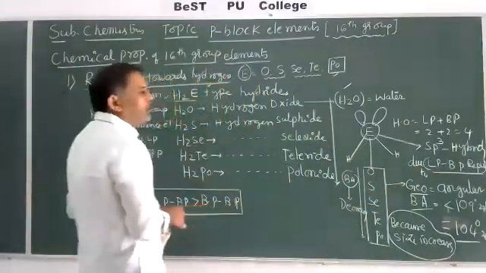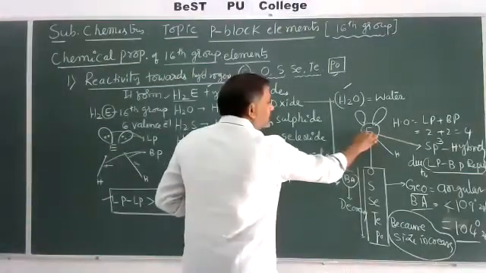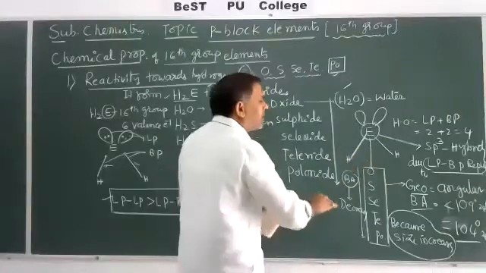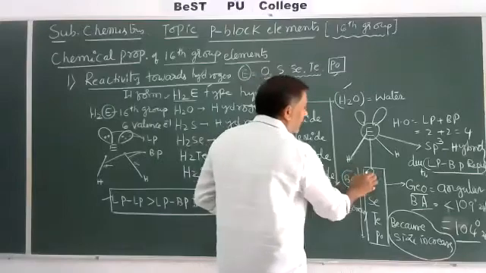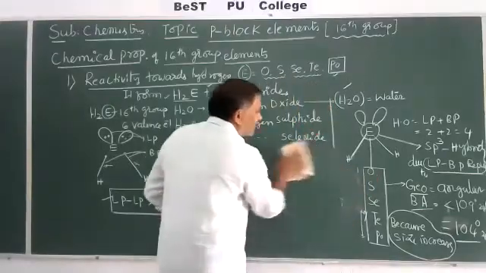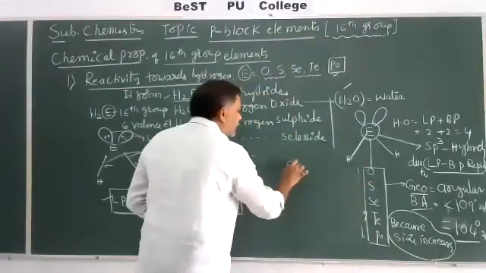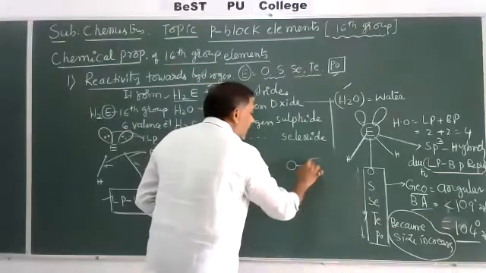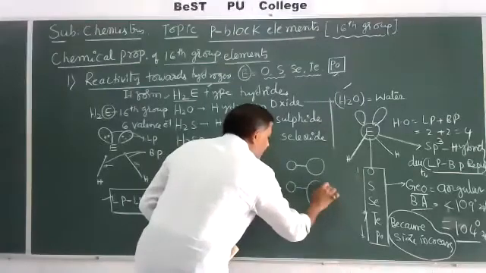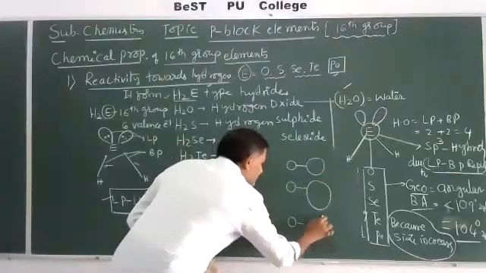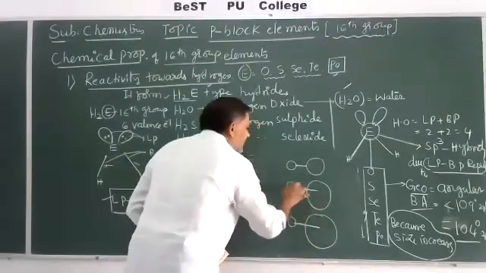Whenever the size increases, the bond length between the central element and hydrogen also increases. Here the hydrogen size is common in all cases, but this is oxygen, this is sulfur, this is selenium. So the distance between them increases.